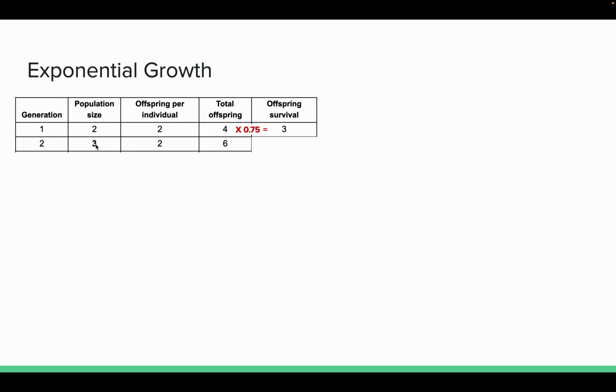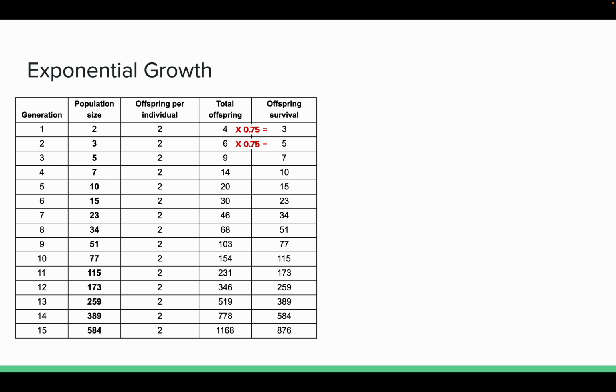So there we go, I've got 3 producing 2 offspring each, that's going to be 6, so 3 times 2, 6 times 75% equals 5. Now this is being rounded up or down because obviously 75% of 6 isn't exactly 5, but of course we can't have a decimal point of an individual. It's going to be one or the other. So we've got 5 there. So we're going to have 5 starting generation 3 down here.